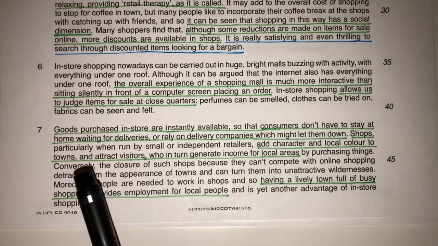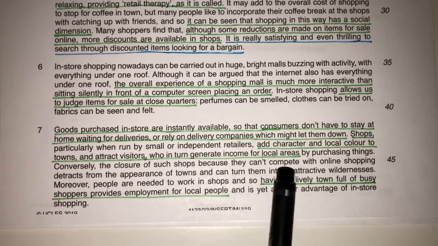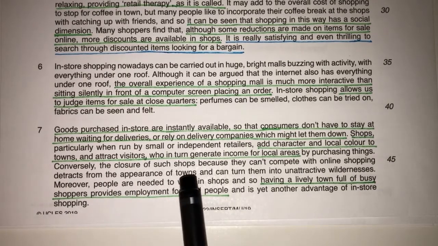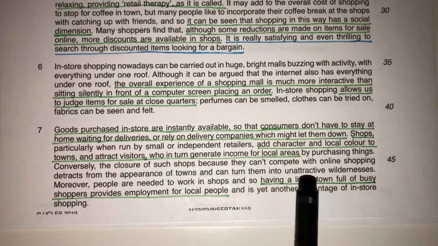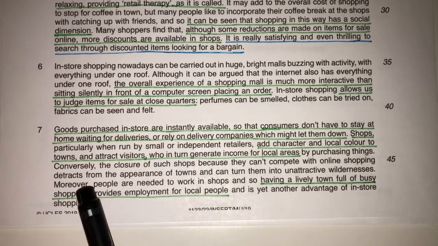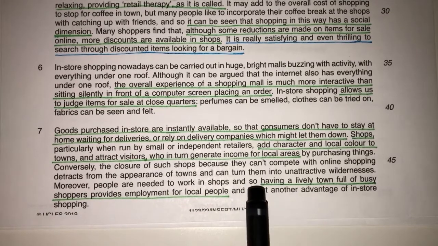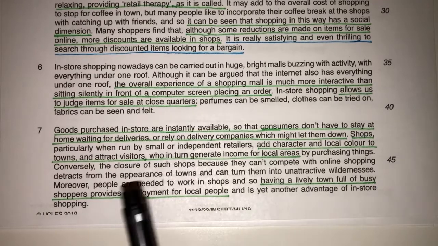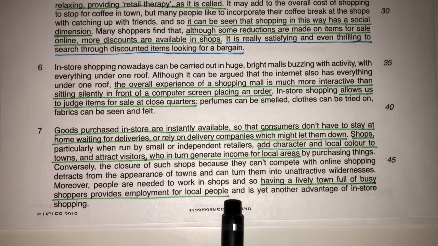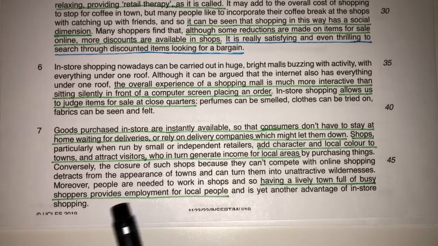Okay? Conversely, the closure of such shops because they can't compete with online shopping detracts from the appearance of towns and can turn into unattractive wildernesses. Moreover, people are needed to work in shops, and so having a lively town full of busy shoppers provides employment for local people and is yet another advantage of in-store shopping.